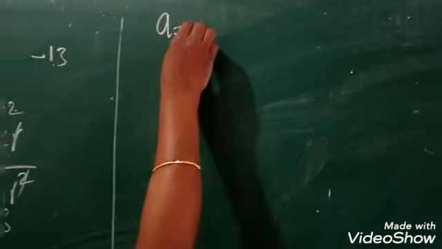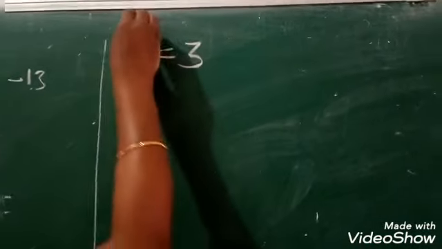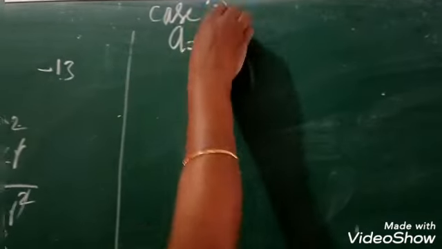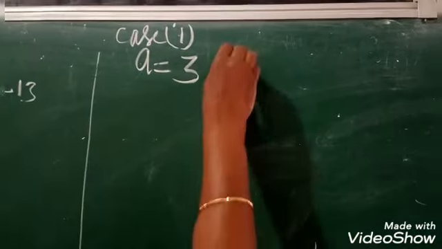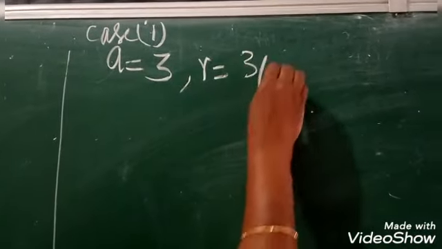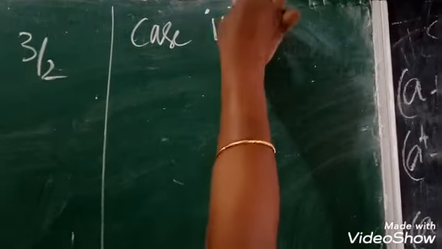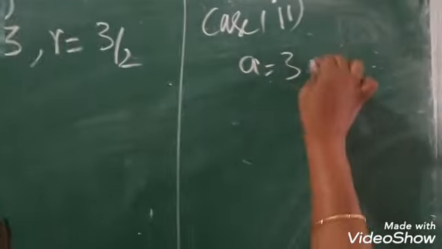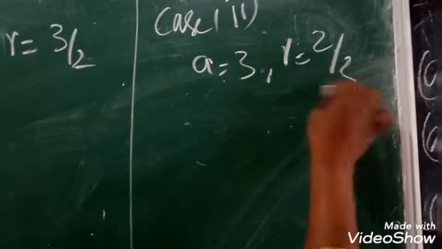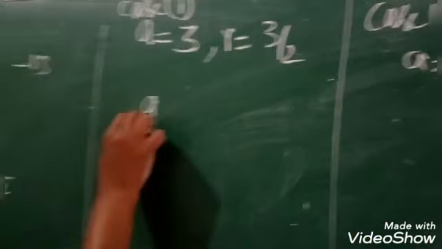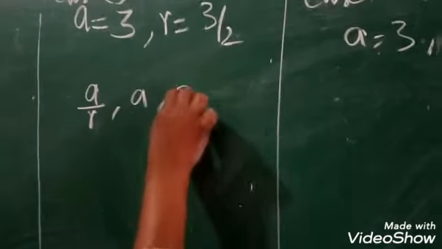First, a cannot be changed. Here the case 1: you want to find out the 3 consecutive terms. Now r is equal to 3 by 2, the case 1. Then case 2: a is equal to 3 but r is equal to 2 by 3. Now you have to find out the consecutive terms a by r, a, ar.